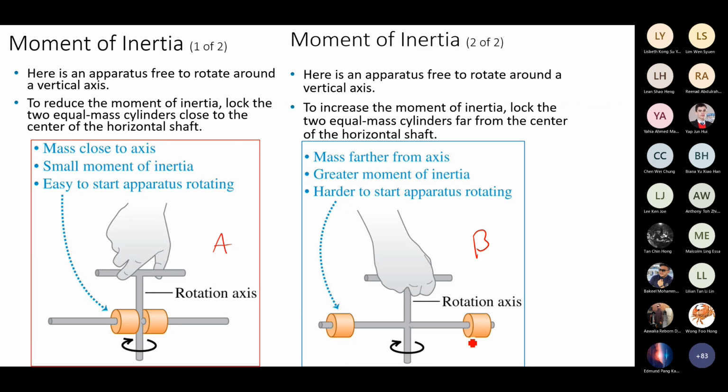On the other hand, the masses are very far, right? Very far. So it is a greater moment of inertia, harder to start. The definition: to increase the moment of inertia, lock the two equal mass cylinders far from the center of the horizontal axis.